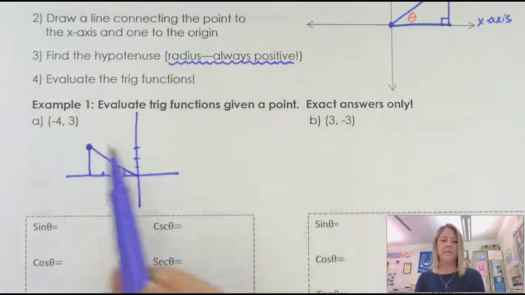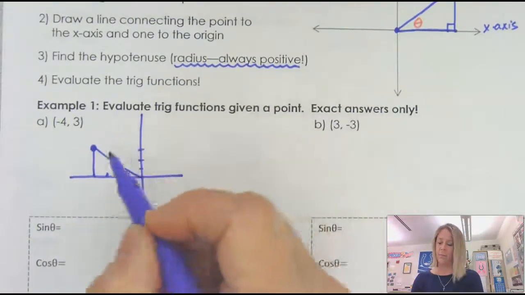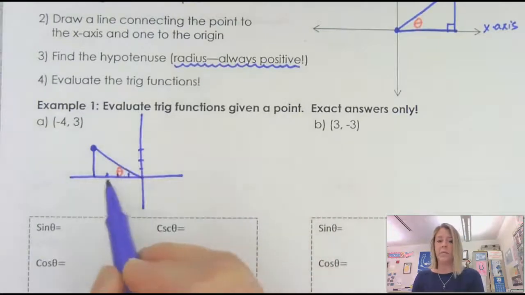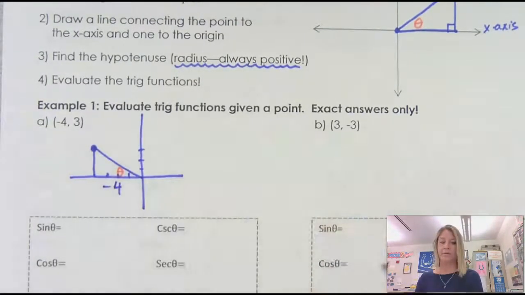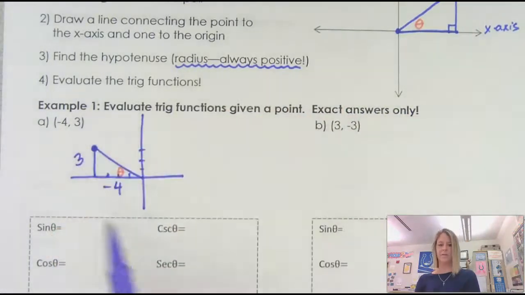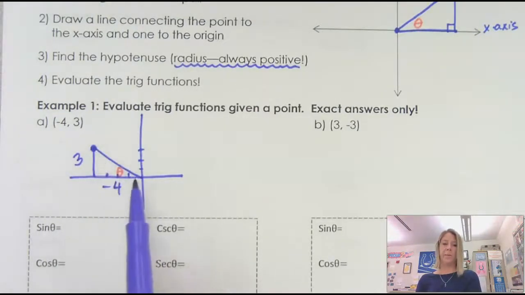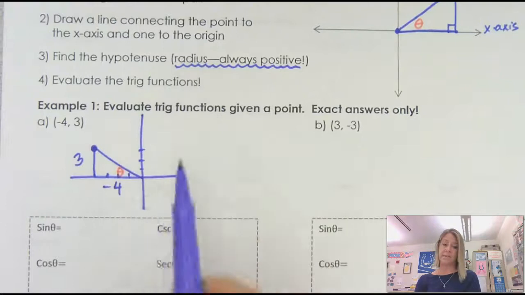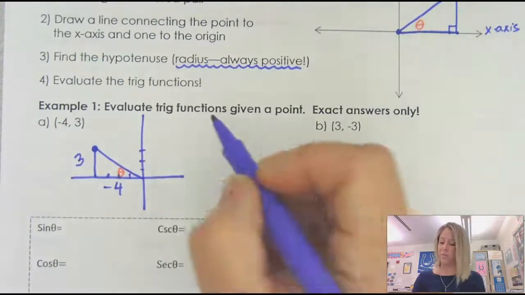All right, I need to label the sides. What we're looking for is the angle. But we know that this side went back 4, so that's -4. This side I went up 3. So again, if I start at the origin, I went left 4, I went up 3. I don't know what the hypotenuse is. It's typically like the radius of a circle here, so I'm going to find that. That's always going to be positive. So we're just going to do Pythagorean theorem here.